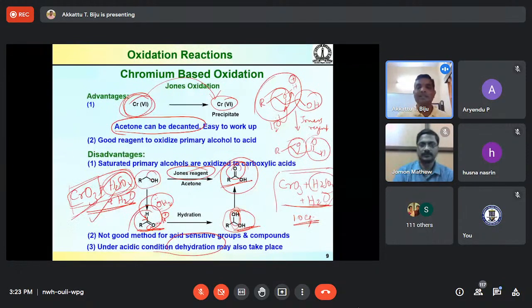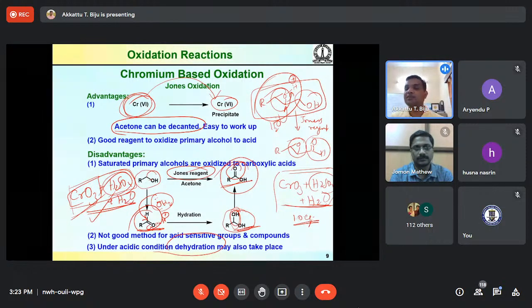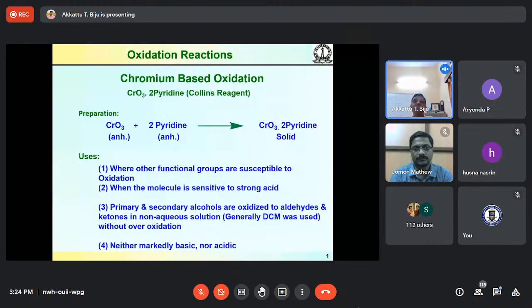All right. So one of the disadvantages of Jones oxidation, as I told you, is that we cannot use an acid sensitive functional group, such as an epoxide or an alcohol which can undergo dehydration reaction under the oxidation condition. This one disadvantage we can solve by using a different reagent. So instead of an acidic solution of chromium trioxide, we use chromium trioxide and add pyridine to that.